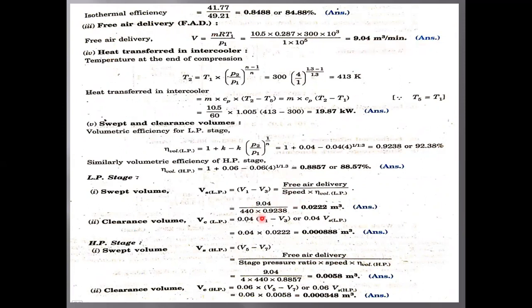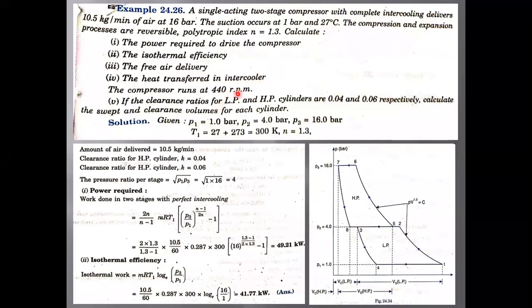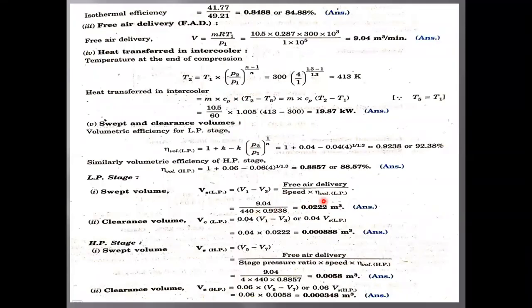And what is speed here? Speed is already given here, 440 rpm. Just substitute that. And the volumetric efficiency for the low pressure cylinder, we had found out, is 92.38 here. By substituting these values and calculating, you will get the swept volume for the low pressure cylinder as 0.0222 meter cube.